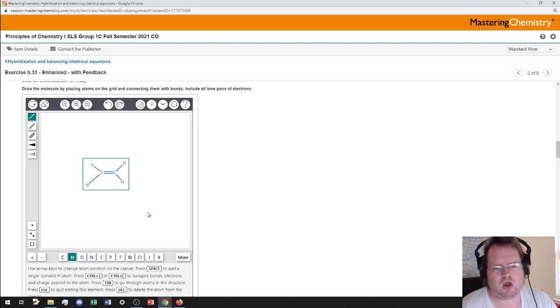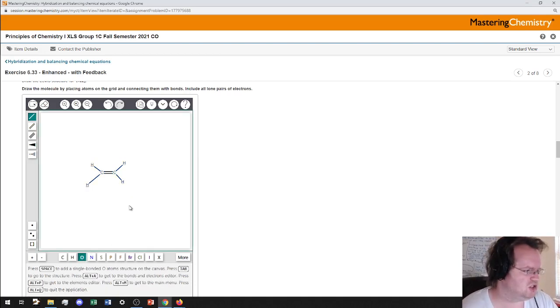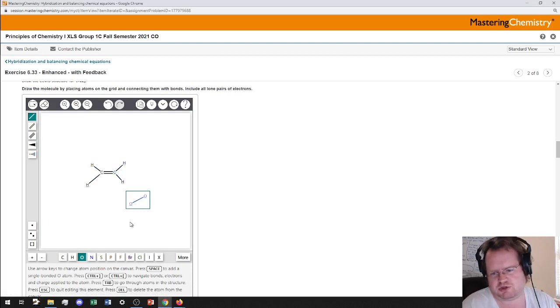Now, so far, I haven't done anything with lone pairs, but this shows you how to do single bonds, double bonds, triple bonds are similar. It's just the same way I did a double bond. But let's say I also need to deal with lone pairs. Let's say I had another molecule. Let's just draw water.